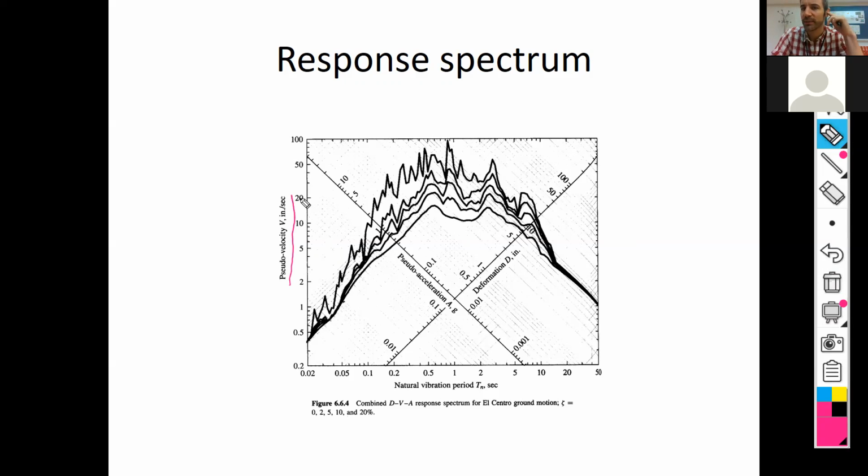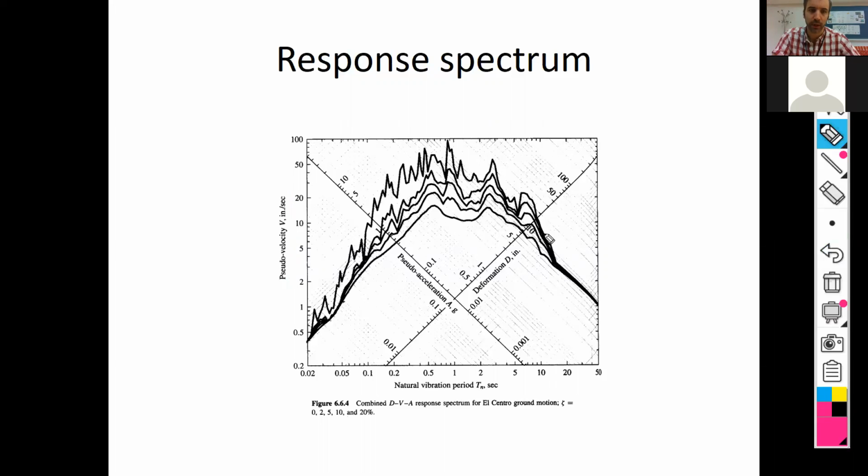Why do they give a logarithmic scale? Well, the answer is that in a logarithmic scale, you can read all three quantities at the same time: displacement, speed, and acceleration. It's a little bit messy, but it works.